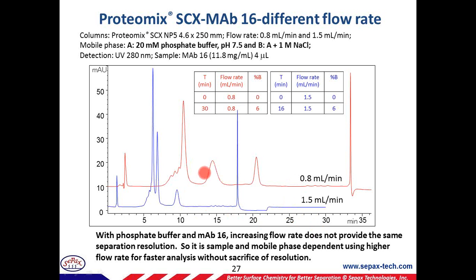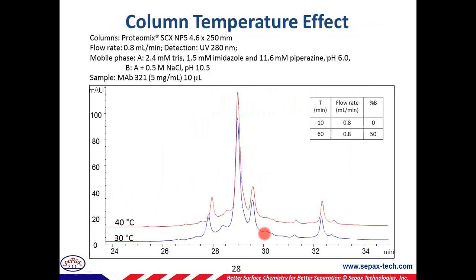So you will have to do some method development, try different flow rates, and see the effect on the resolution and the runtime. Now we'll move on to the column temperature. Column temperature actually has an effect on the viscosity of the mobile phase, so that will impact your separation. It will also impact the protein structure as well.